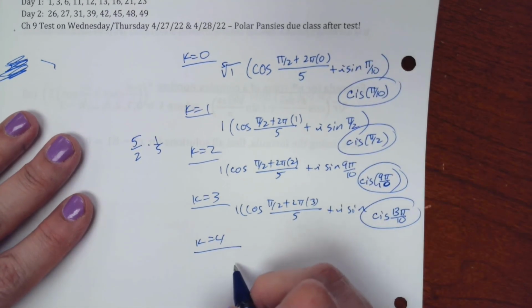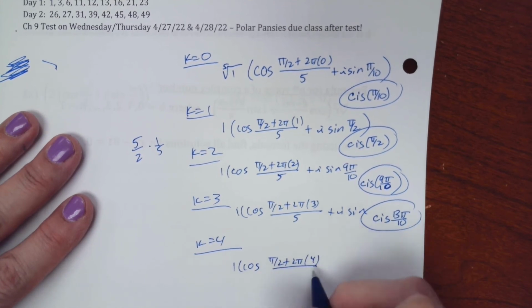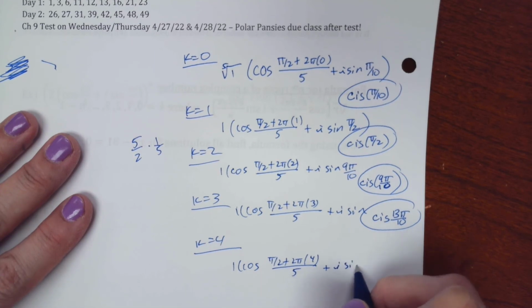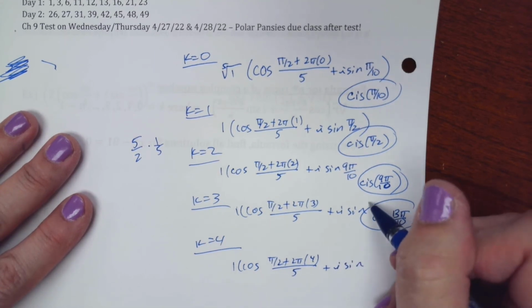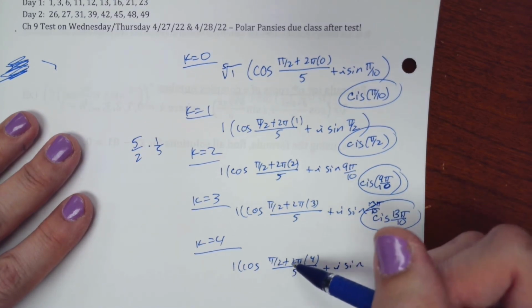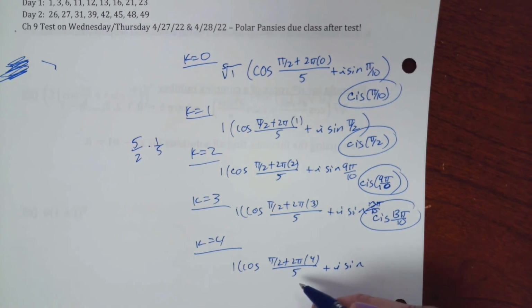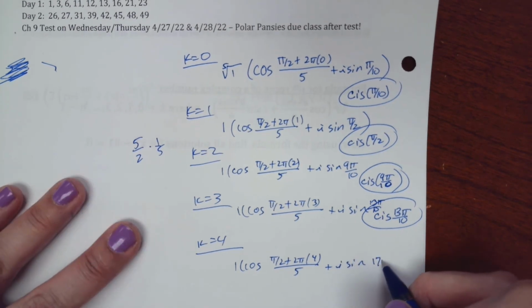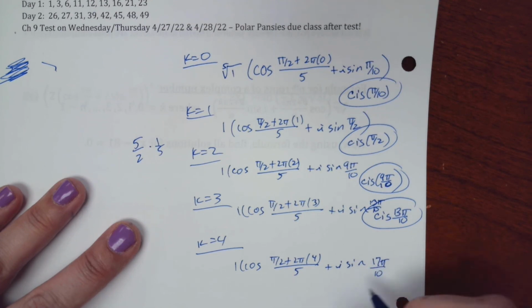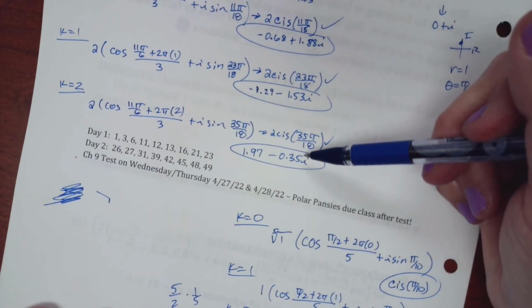And last one, 1 cosine pi over 2 plus 2 pi times 4 over 5. All right. And here, let's see, 1/2 plus 8, so 8.5. So that's 17 over 2, and then 5 there. So 17 over 2, that's 17 pi over 10. So that would be cosine plus i sine 17 pi over 10. And again, if I needed the calculator, I would just type it in like we did up here.